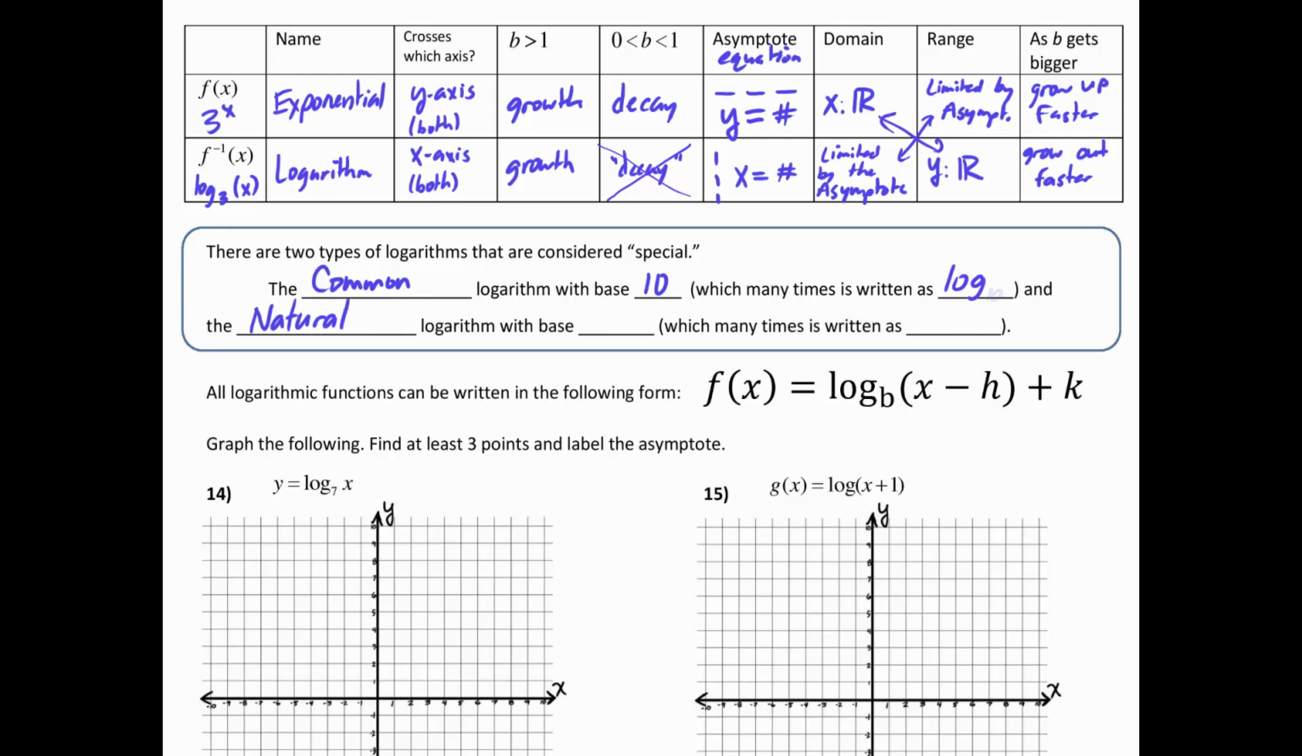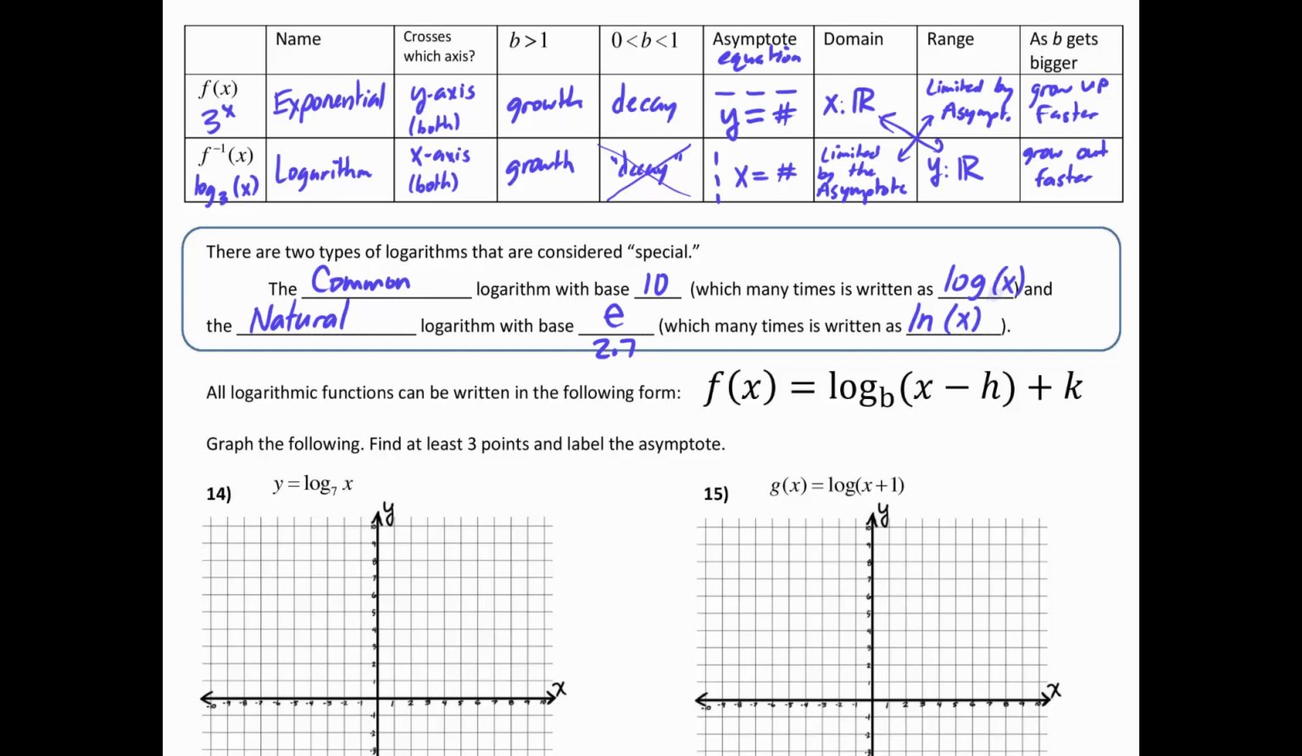It has a base that we already have talked about. It has the base of e, which, remember, is just the number 2.7, and it goes on forever. Many times, the natural log is written as ln. All right? So keep in mind, there is an x after all of these. So log of x, ln of x.